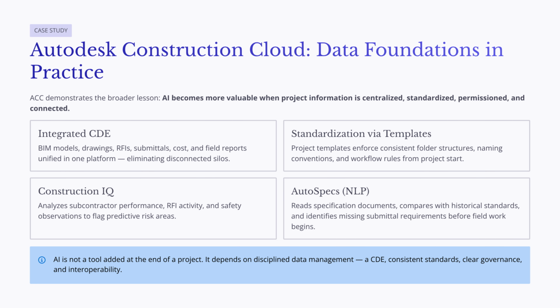The final takeaway is this: AI is not a tool that can simply be added at the end of a project. It depends on disciplined data management. A common data environment, consistent standards, clear governance, and interoperability are what allow contractors to turn fragmented project records into a practical foundation for prediction, coordination, and operational improvement.